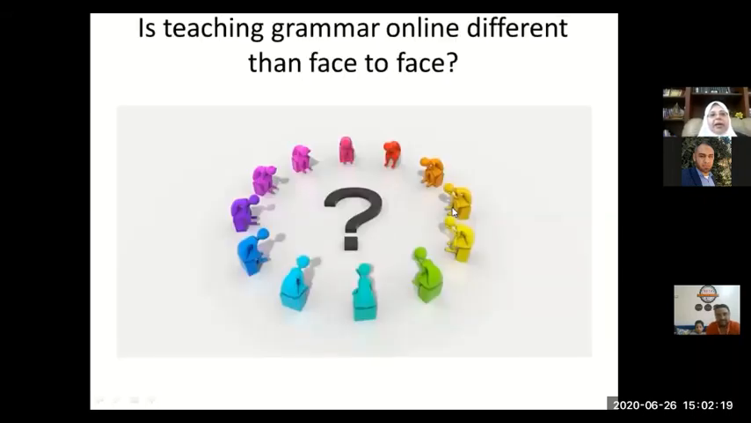So in the chat box, could you please write your answer for this question? Is teaching grammar online different than face-to-face classes? What do you think? If you think it's different, write in the chat box. Yes, no, it's not different. Okay, so it's the same. You will follow the same stages that you follow in your face-to-face classes.